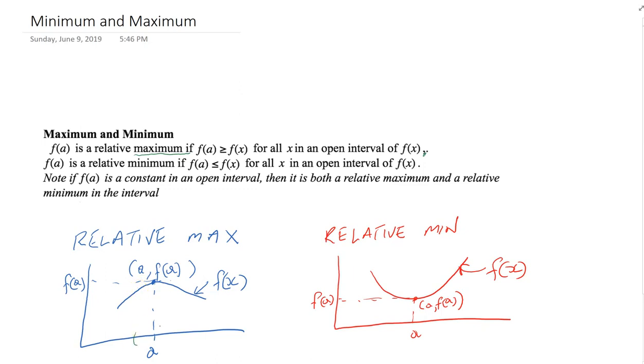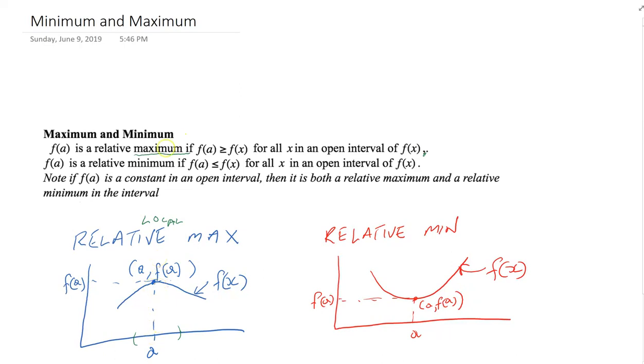So within any open interval, let's use parentheses, around a, f of a will be at the highest point. Okay, so that's a maximum. Or it's greater than all the other f of x values around that point, as can be seen by this diagram. Another way of saying relative maximum is to say local maximum. We can call it a local maximum. That means within that interval around that point, that function value is the highest or the tallest.